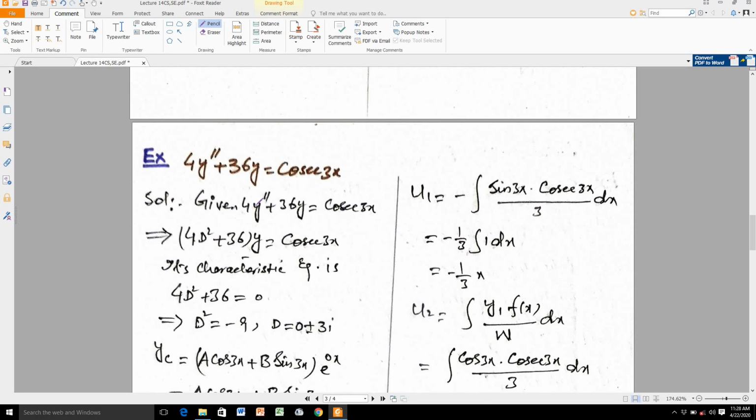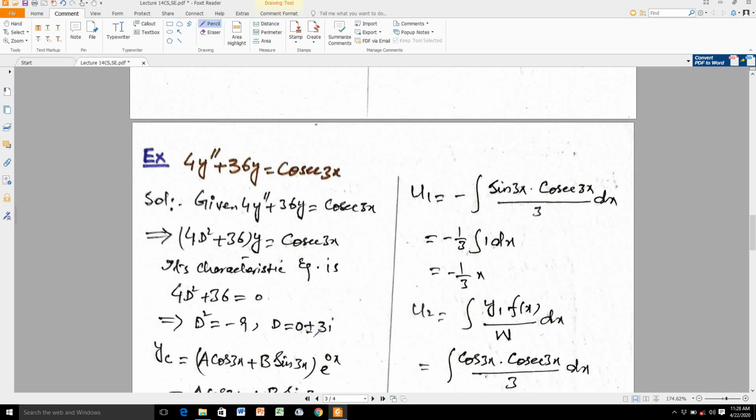After substituting the derivatives with their differential operators, you get 4D square plus 36 into y is equal to cosecant 3x, and now its characteristic equation is 4D square plus 36 is equal to 0. After simplification, when you divide this equation by 4, you get D square is equal to minus 9, and you see here this is negative. When you take its square root, our roots will be of complex imaginary nature.